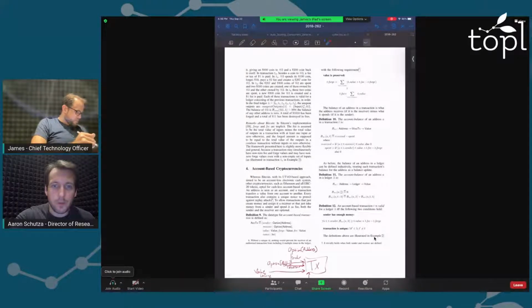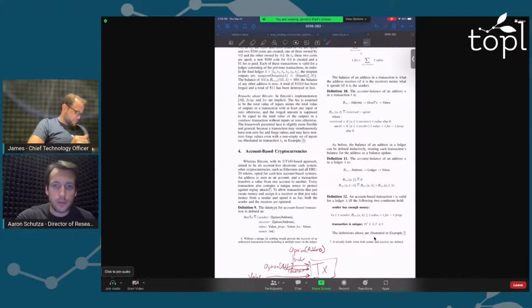In account-based transactions, we have a simpler format with different fields. We're replacing inputs and outputs with sender and receiver, which are single addresses. In definition 9, we have the transaction format for accounts. A new field has been added, a nonce, and the value fields are associated not with inputs or outputs, but just with the transaction itself.